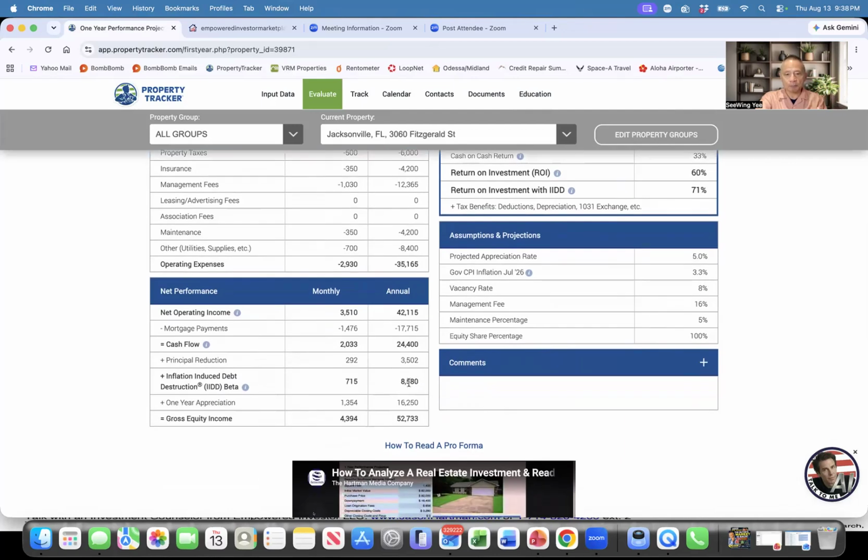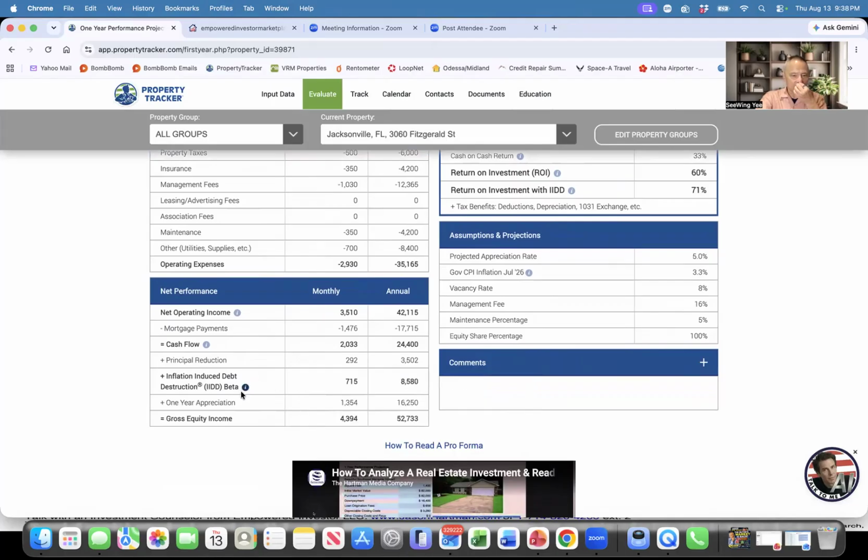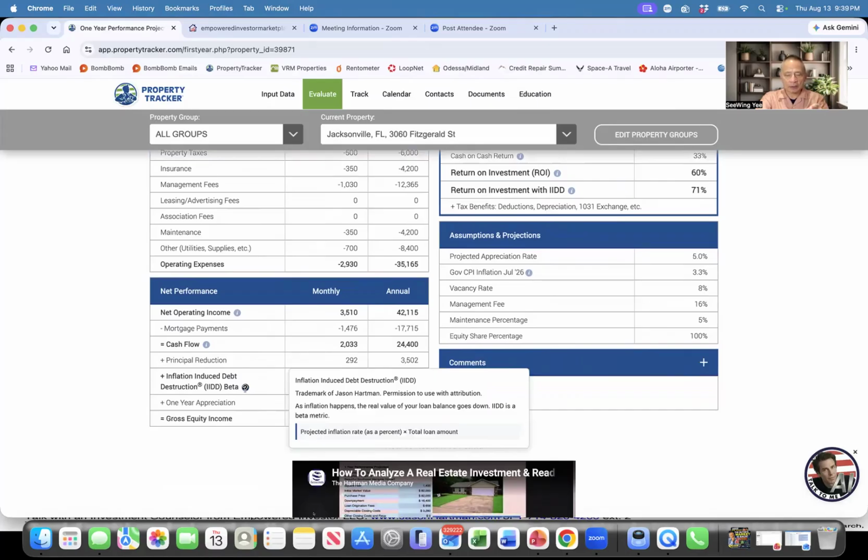And then this component, a lot of people do not understand what I mean by inflation-induced debt destruction, another economic benefit. The explanation is a trademark of Jason Hartman. I'm using it with permission and attribution. As inflation happens, the real value of your loan balance goes down. IIDD is a better metric. It is the projected inflation rate multiplied by the total loan amount.